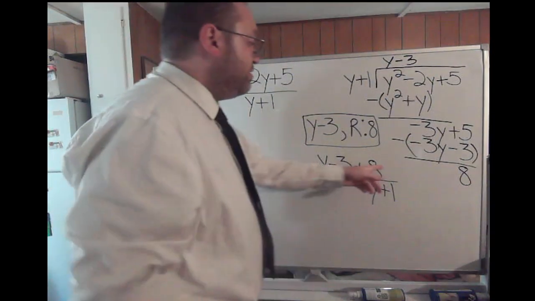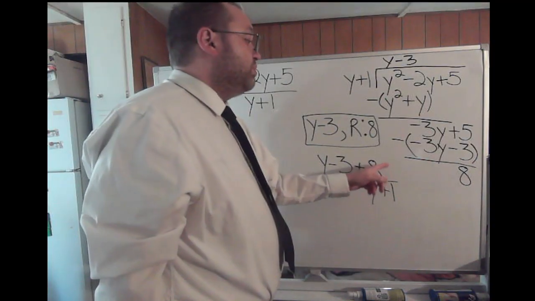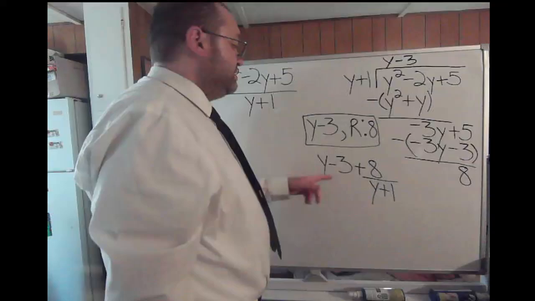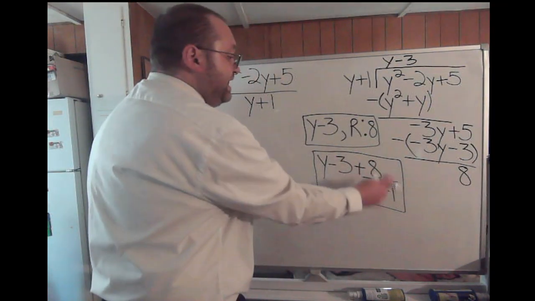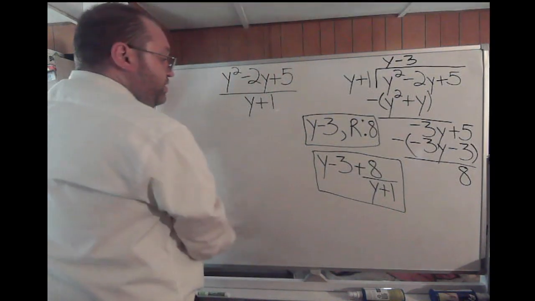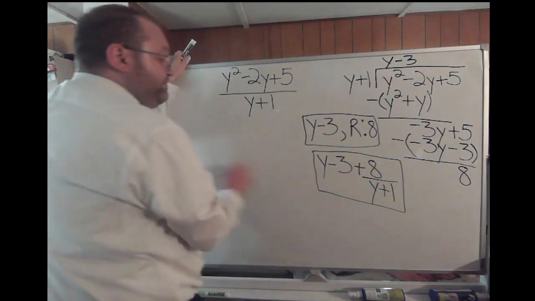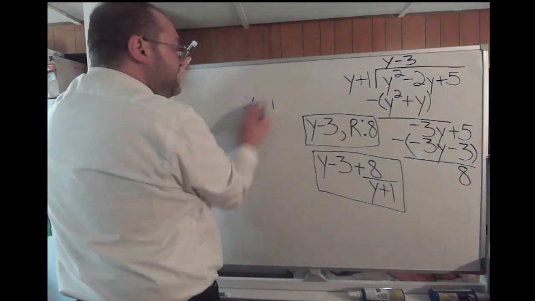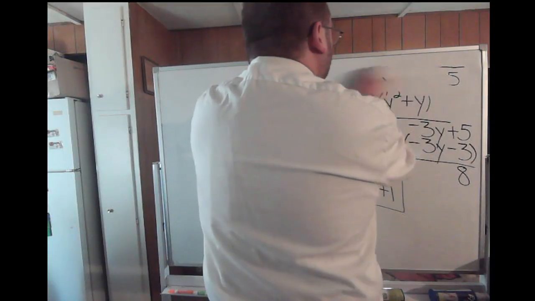Because whenever you have a remainder, the remainder is always going to be your numerator. The divisor will be your denominator for the remainder. So what you would get is y minus 3 plus 8 over y plus 1. That's what you would end up getting if you have a remainder. I am going to largely write answers in the second form. So let's get used to that format for remainders. That also tells you that y plus 1 is not a factor since you have a remainder.